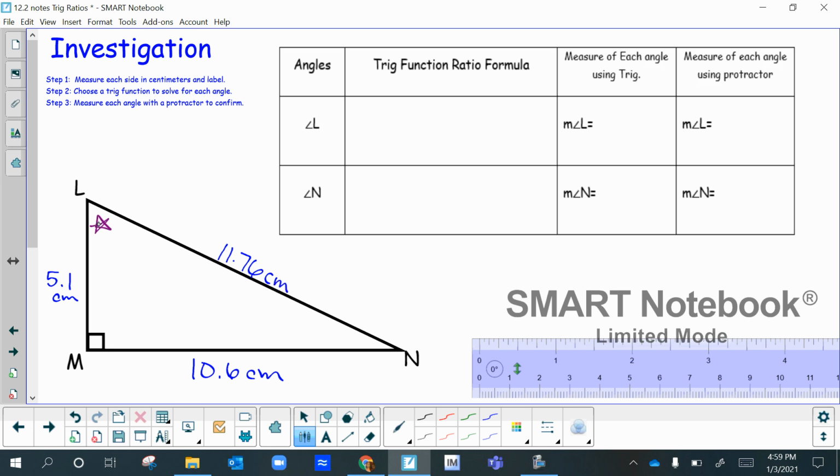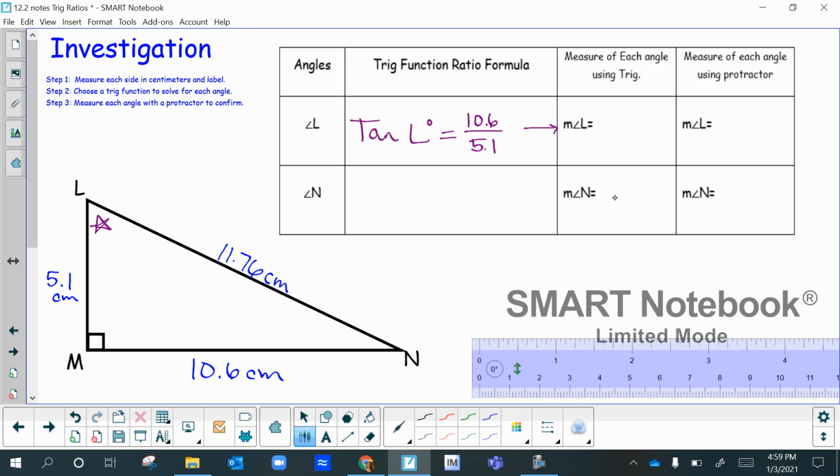And you can use whatever trig function you want. So I'm just going to pick tangent. Tangent of angle L equals, now remember tangent is opposite over adjacent, so 10.6 over 5.1. Okay, so that's my trig function. And you'll notice it looks like what we just did. I'm going to use the inverse function to find the measure of the angle. So I'm going to press second on my iPhone, and I'm going to press 10.6 divided by 5.1 and hit equal.